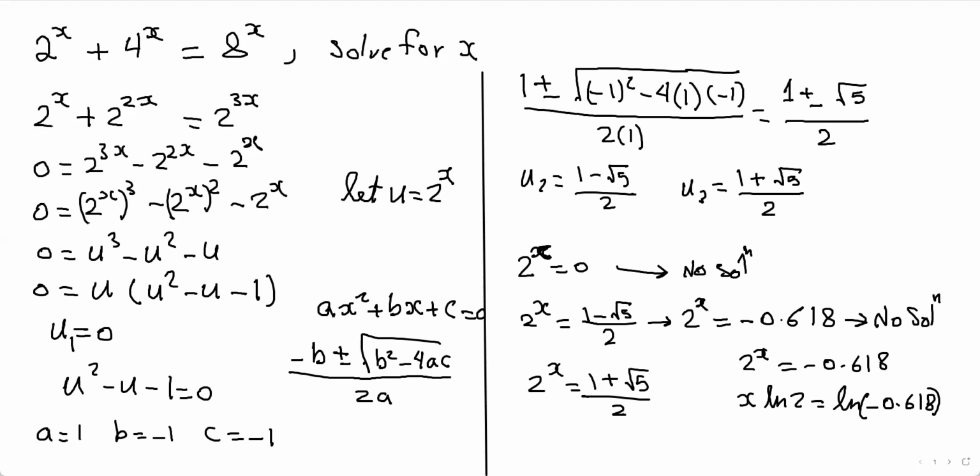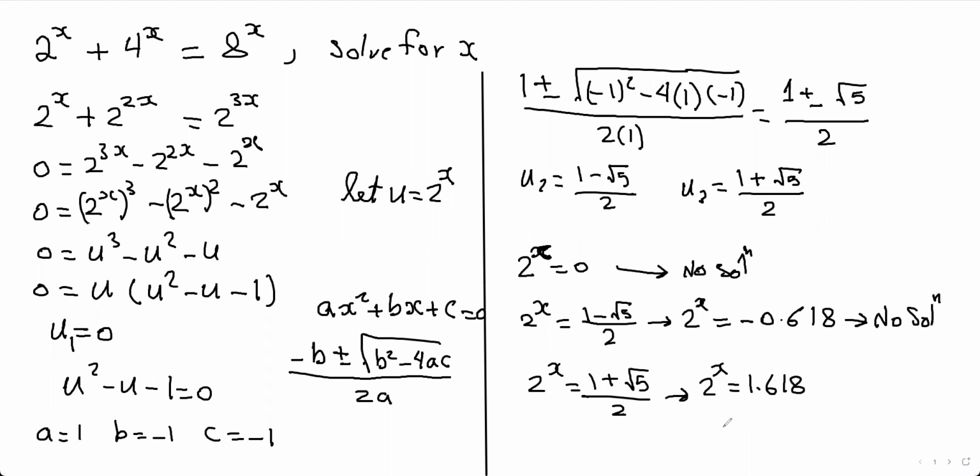All right. Now we're left with the last one here, and hopefully you could get a solution out of that. So the first thing I'm going to do is find out what this expression equals, 1 plus root 5 divided by 2. And that gives me 2 to the power of x equals 1.618.